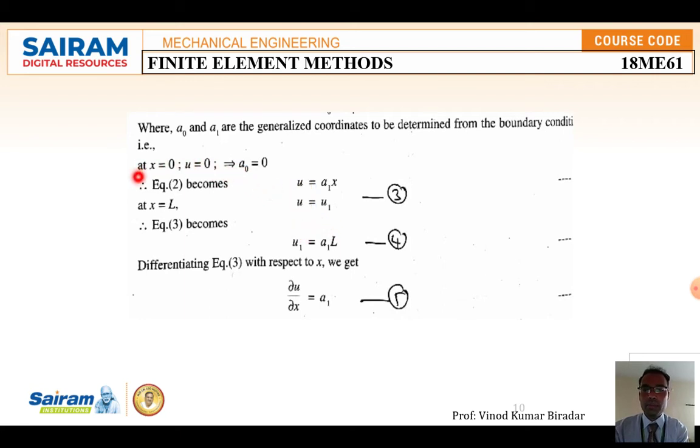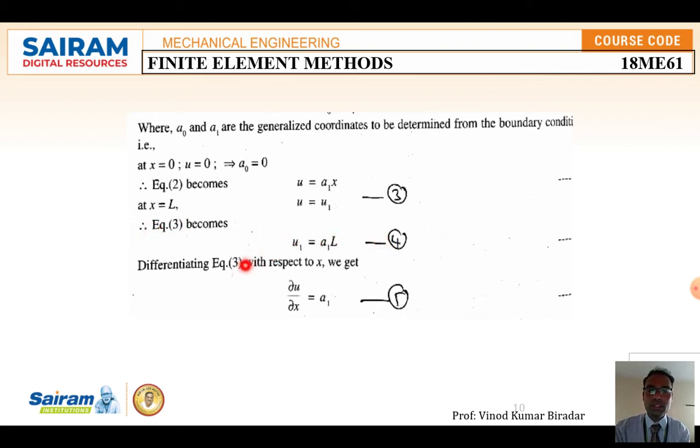You have to calculate these by substituting the boundary conditions. I will repeat again. At x is equal to 0, U is equal to 0, so A0 is equal to 0. After substituting in equation number 1, that is the polynomial function, equation 2 becomes U is equal to A1 x, which gives equation number 3. Again at x is equal to L, substitute U is equal to U1. You are going to get from equation number 3, U1 is equal to A1 L, which gives equation number 4.